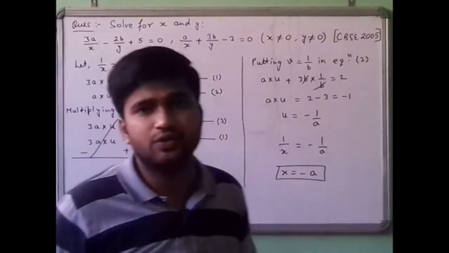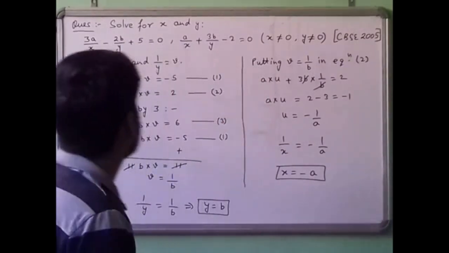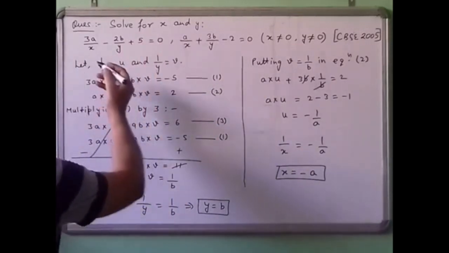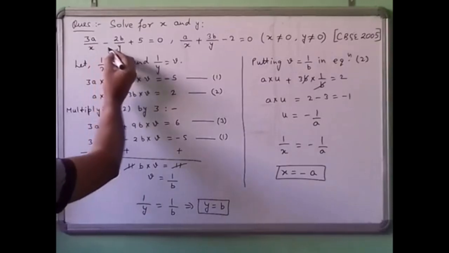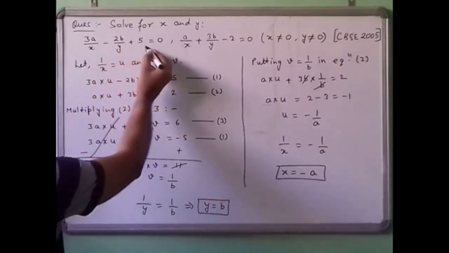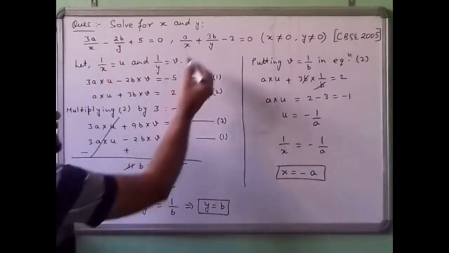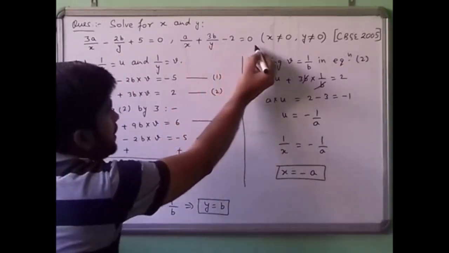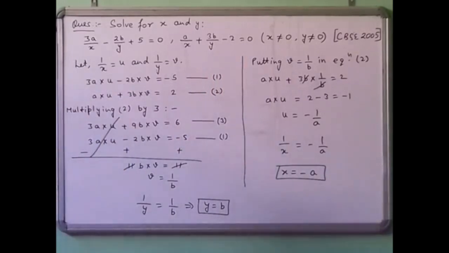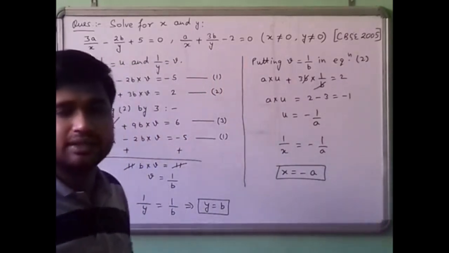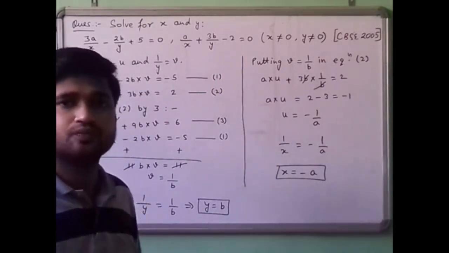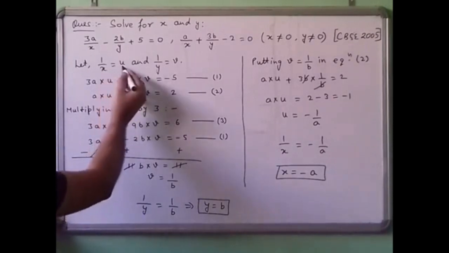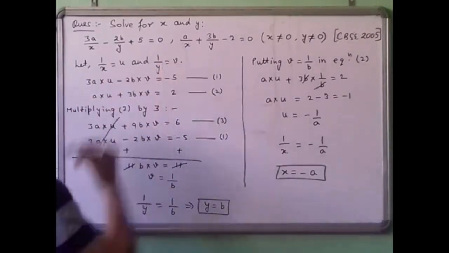Now I will explain fraction type questions. The question is: solve for x and y, and your equations are 3a upon x minus 2b upon y plus 5 is equal to 0, and another is a upon x plus 3b upon y minus 2 equal to 0. In this type of question, we let 1 upon x equal to u and 1 upon y equal to v.